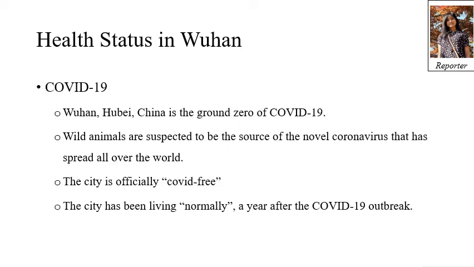The city of Wuhan was officially free of COVID-19 a year after the first case of the virus emerged. This proves that the city has successfully flattened the curve and its pandemic response is effective.